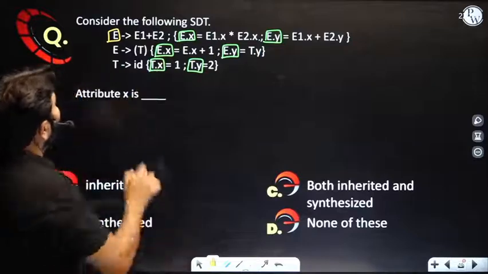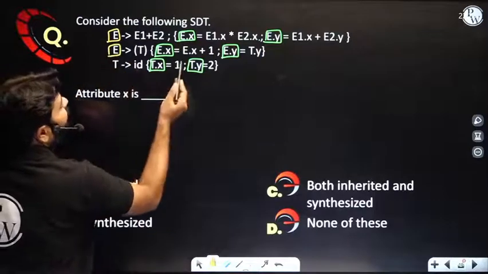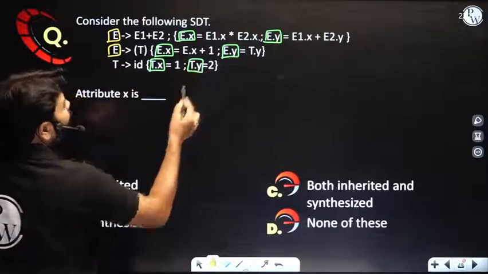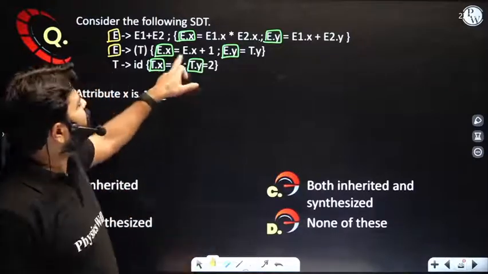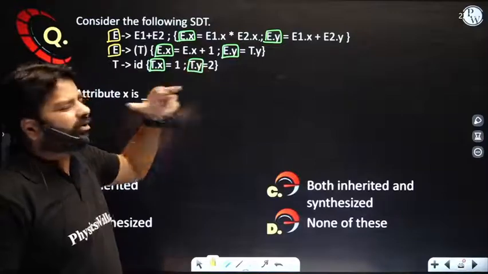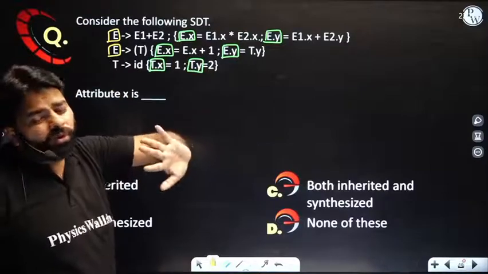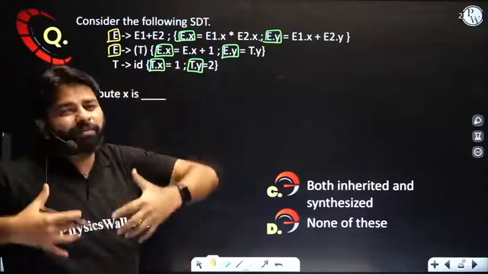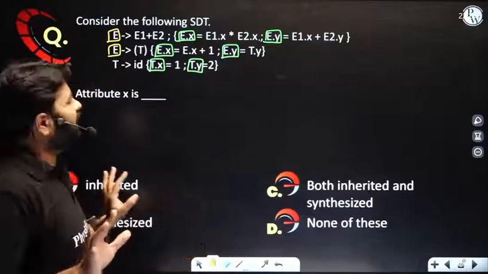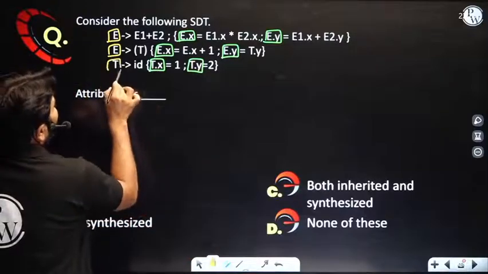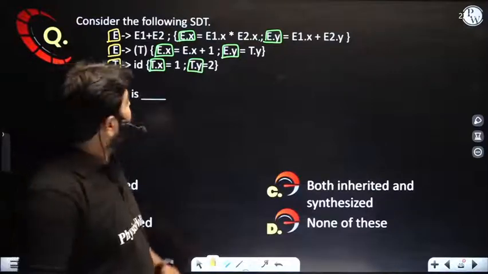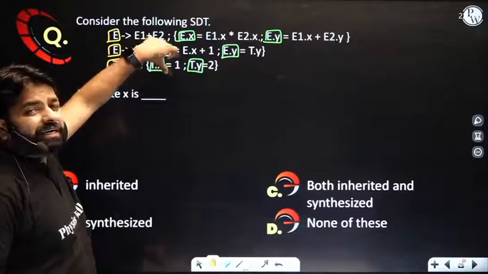And this E is here, and that depends on what? Itself plus 1. Itself is okay, anybody can depend on that, right? So this one can be used for any purpose. You can use inherited or synthesized, no problem, because depending on itself is okay. That has no issue at all. And T dot X is equal to 1. You're computing at this T, not depending on anyone. So these two places you can use in inherited and synthesized.